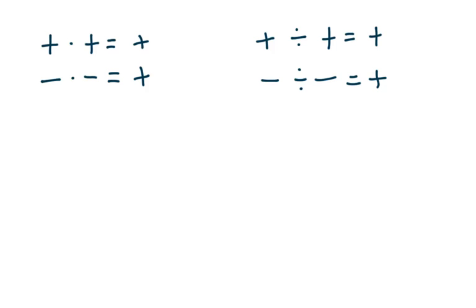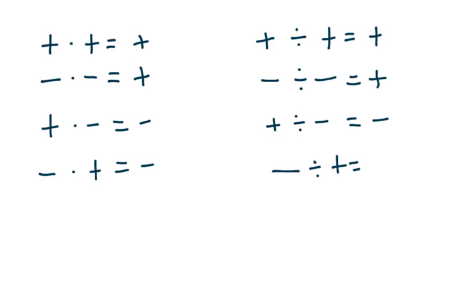And then remember that if it's one positive and one negative, no matter the order, it's negative. So a positive times a negative equals a negative. A positive divided by a negative equals a negative. And a negative times a positive equals a negative. And a negative divided by a positive equals a negative.